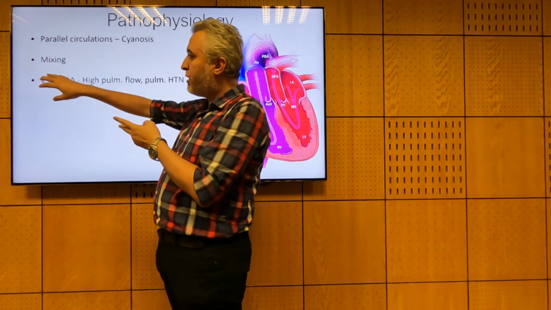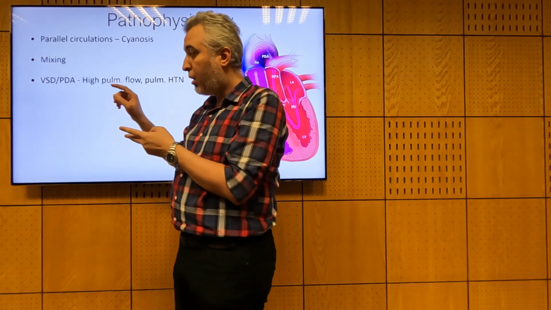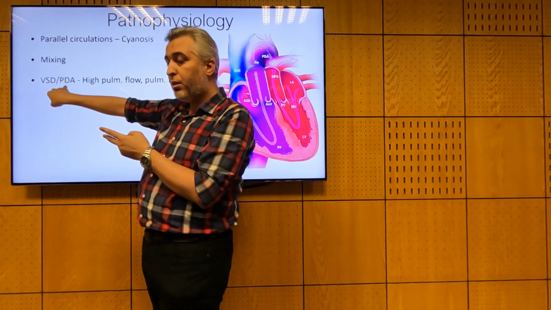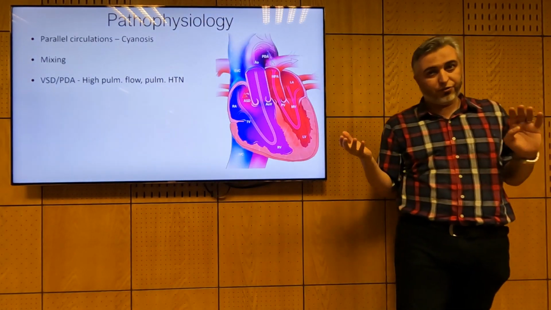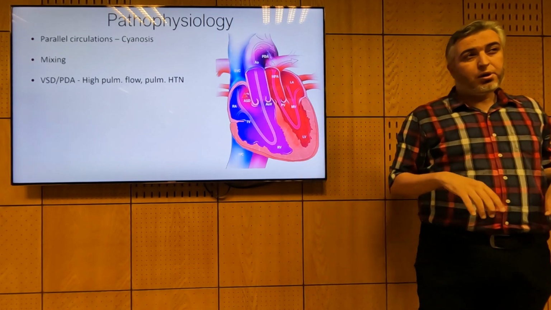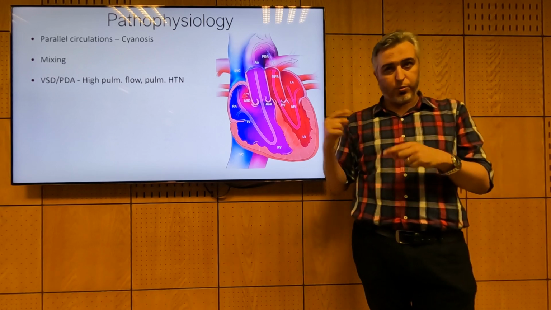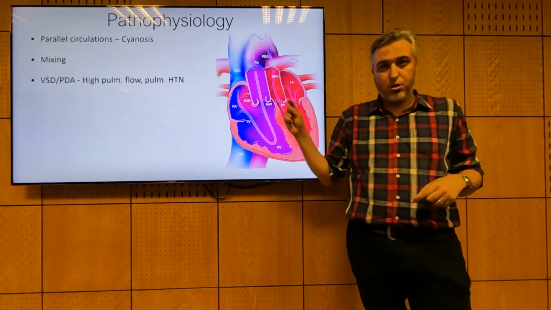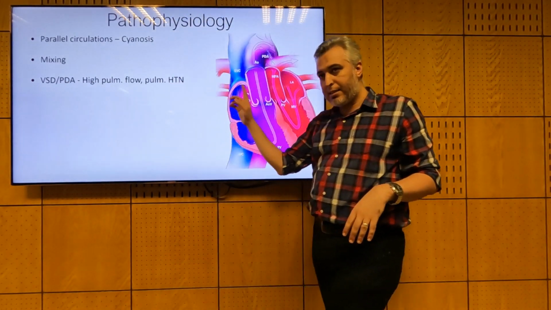Two lesions that actually maintain survival are VSD or PDA. These two lesions cause increase in pulmonary blood flow, and if they are large enough, they can cause increase in pulmonary pressure. So patients with TGA are commonly associated with pulmonary hypertension, because the lesions that maintain survival cause increase in pulmonary blood flow.